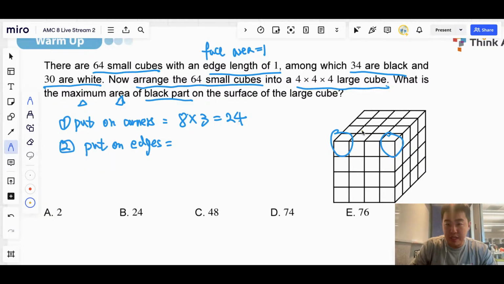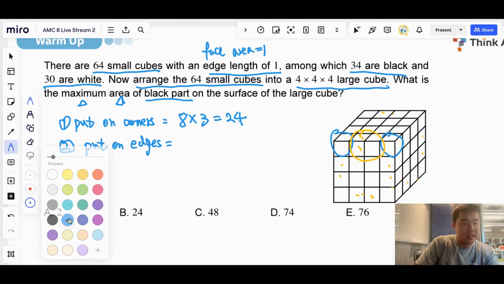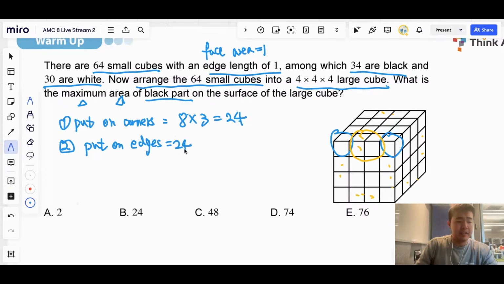So for example, these two cubes are put on the edges, and let's count the number of faces facing outside. So that's 1, 2, right? So we count it as 2 faces. And how many of these edges do we have on this big cube? We have 24 of them, right? We can count it. That's 2, 3, 4, 5, 6, 7, 8, 9, 10. On the other side, 11, 12. On the other side of this, 2 more, and here, and that should add up to 24, right? So among these 24 small black cubes, each of them has 2 faces facing out, right? So in total, the number of faces facing outside is 48.